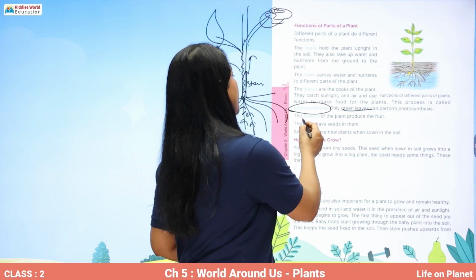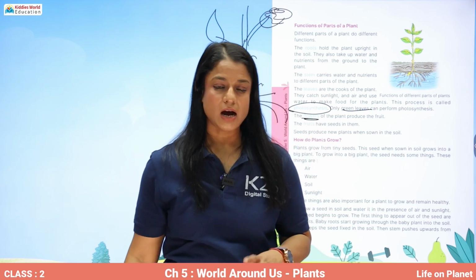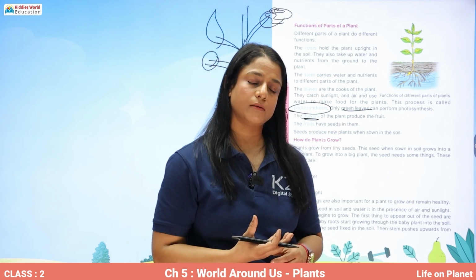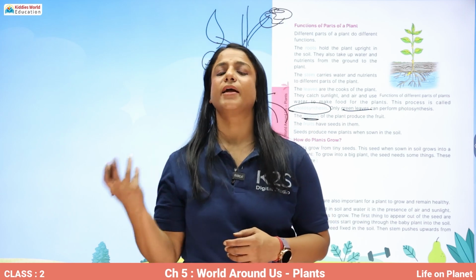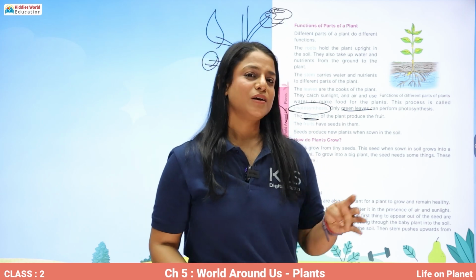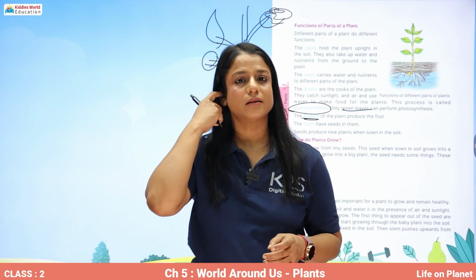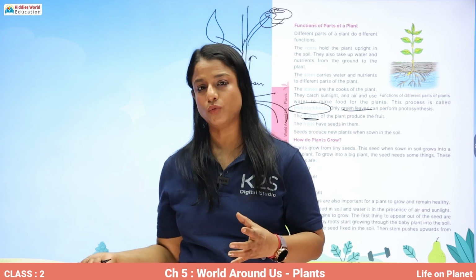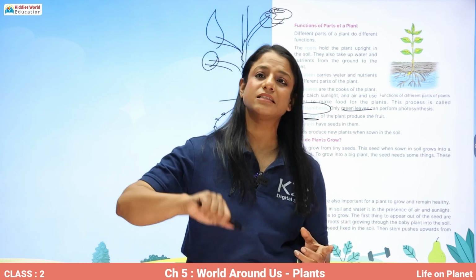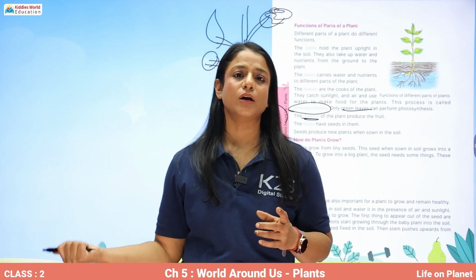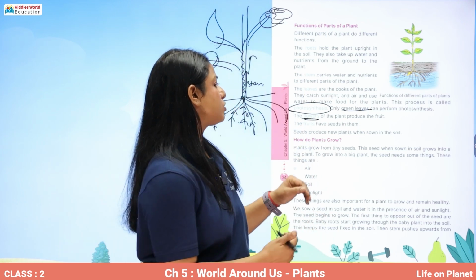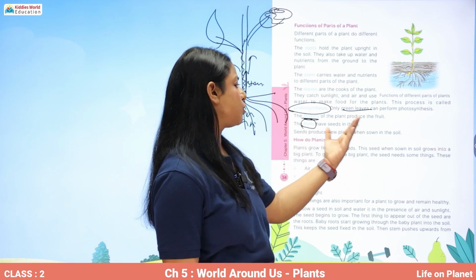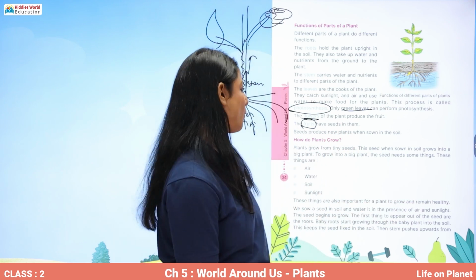The flowers of the plant produce a fruit. How does a fruit come about in a plant? A flower becomes a fruit. Okay? So that is why a plant should have flowers. Why? Because flowers will become fruit. Fruit has seeds, and seeds only become a new plant. The fruits have seeds in them. Seeds produce new plants when sown in the soil.